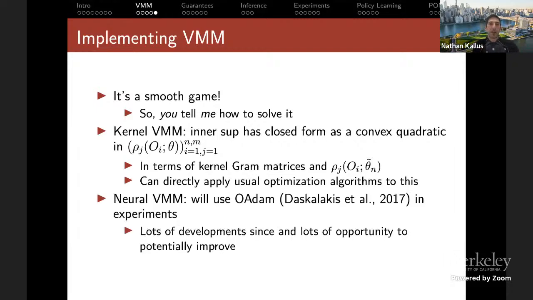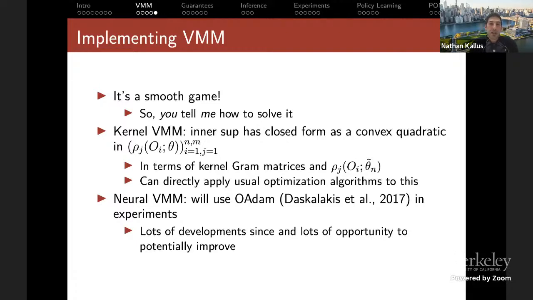For neural nets, it gets a bit more complicated. And there in the experiments, I used OWGMM, which is from a paper by Kostis and Vasilis and someone else, I'm forgetting, I apologize, from 2017, which is talking about how to optimize these smooth games. And it works great for us here. There's been a lot of development since, so I'm sure there are a lot of opportunities to potentially improve.